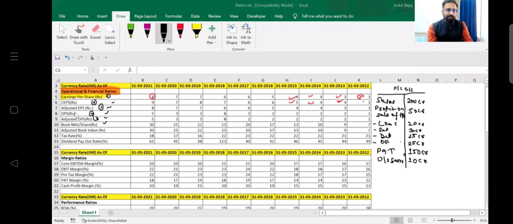Learners, in the previous lecture we have discussed EPS and CPS. Now I will be taking a few new concepts for your understanding. So here I will be taking how to calculate adjusted EPS. What is adjusted EPS?